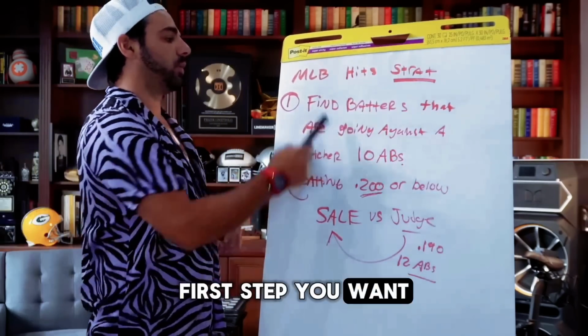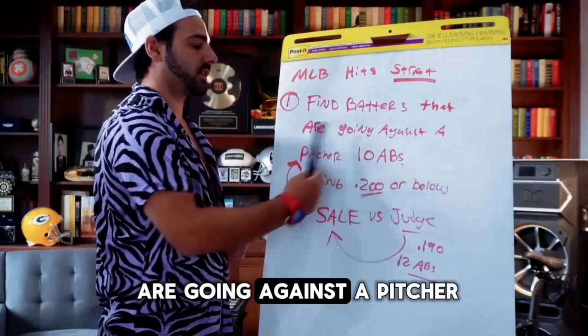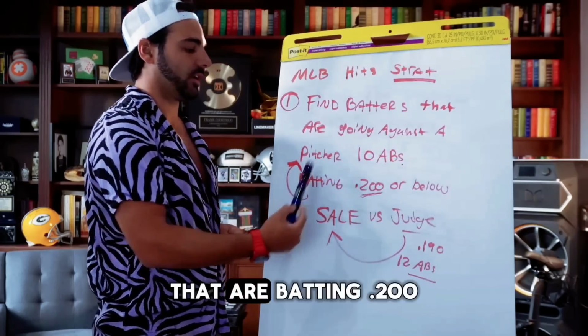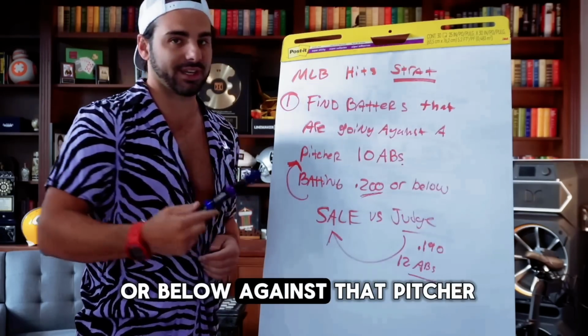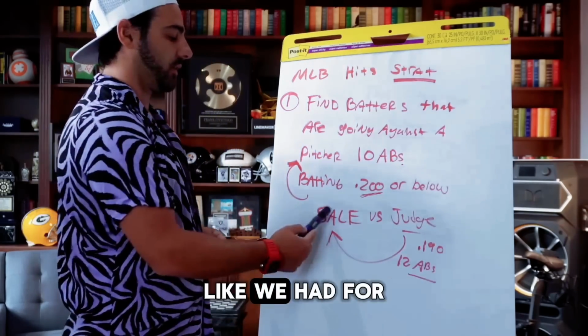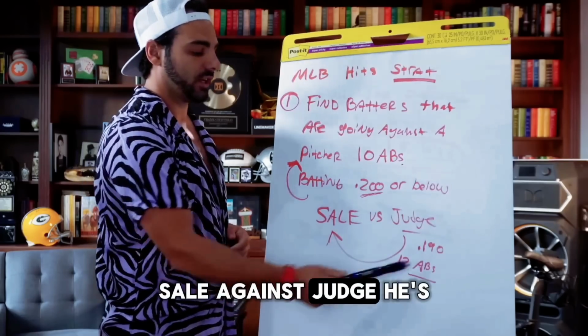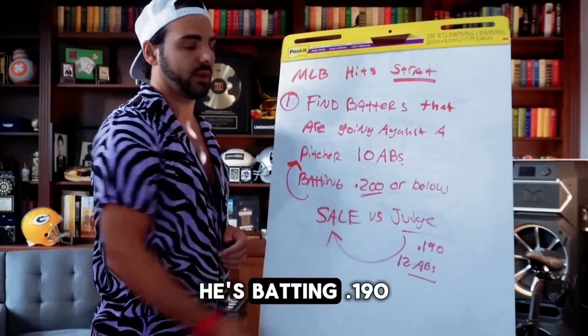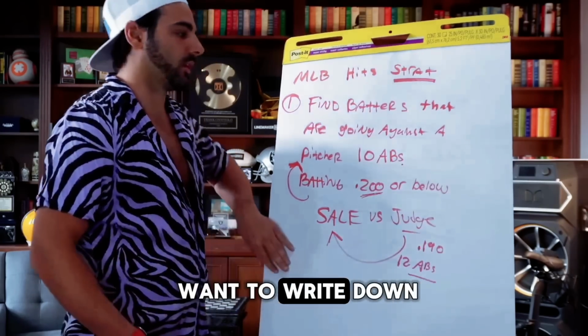First step, you want to find batters that are going against a pitcher with at least 10 at-bats that are batting .200 or below against that pitcher. Like we had, for example, here, Sale against Judge. He's got 12 at-bats versus him. He's batting .190. That's something that you'd want to write down.